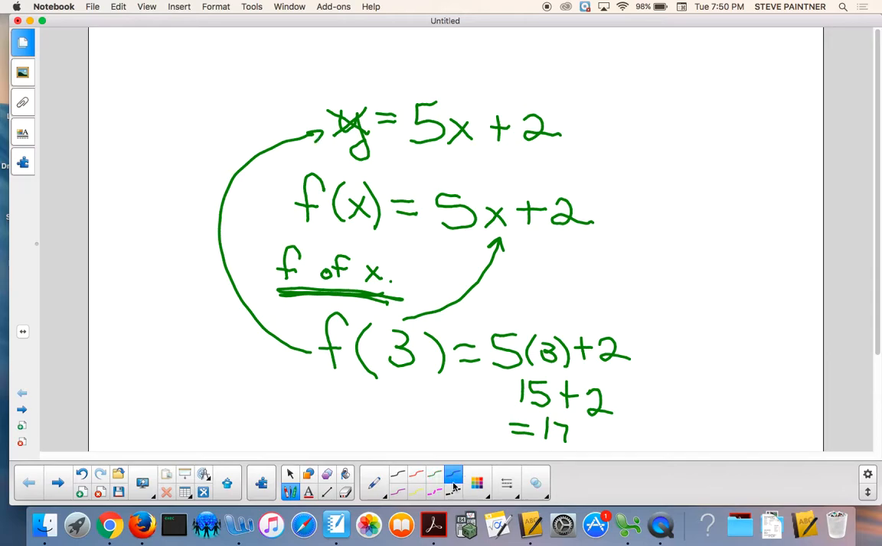Sometimes the function is 5x squared minus x minus 10. So that's a much more difficult problem. All right, but for the most part, that's function notation. How do you evaluate? You put a number in, goes 3, out comes 17. So that's how you do that.